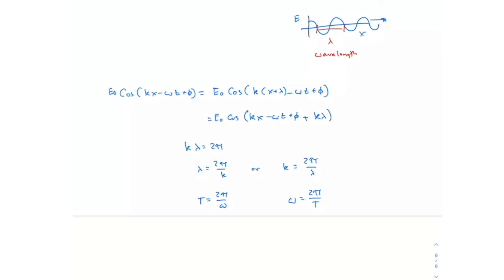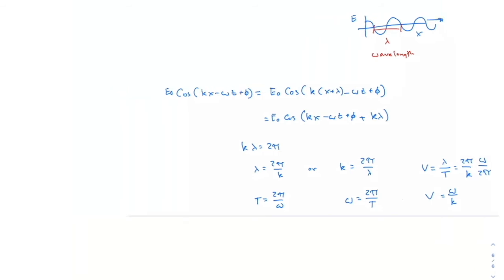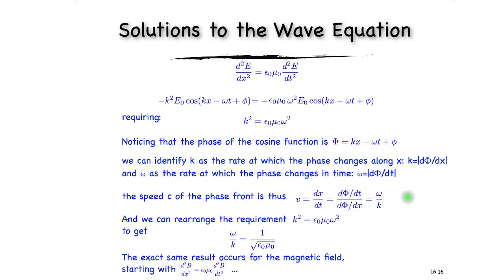Now, the distance that light travels in a given time is the velocity. And if it travels one wavelength in one period, the velocity is lambda over T. And lambda is 2 pi over k, and T is 2 pi over omega. And so the velocity is omega over k, which brings us back to what we had right here. Velocity is omega over k.